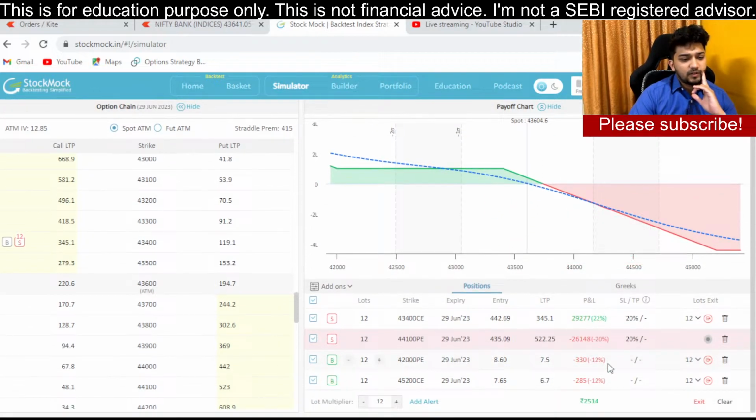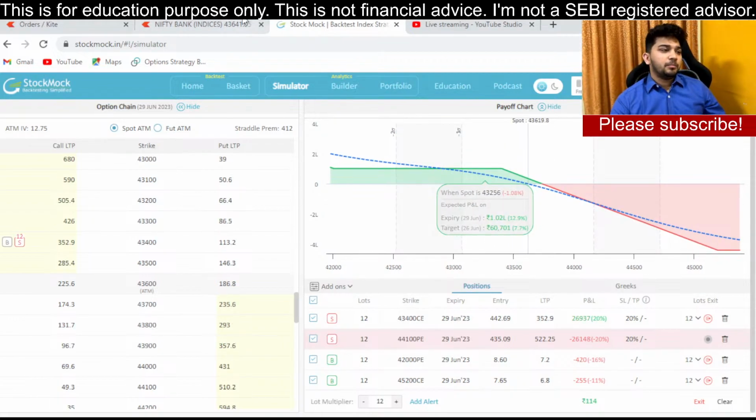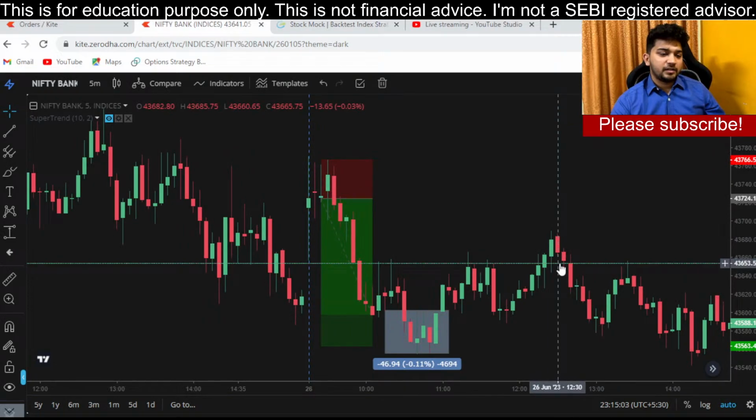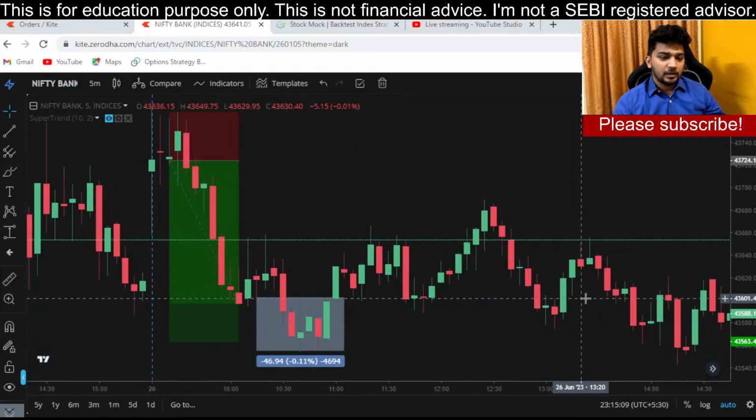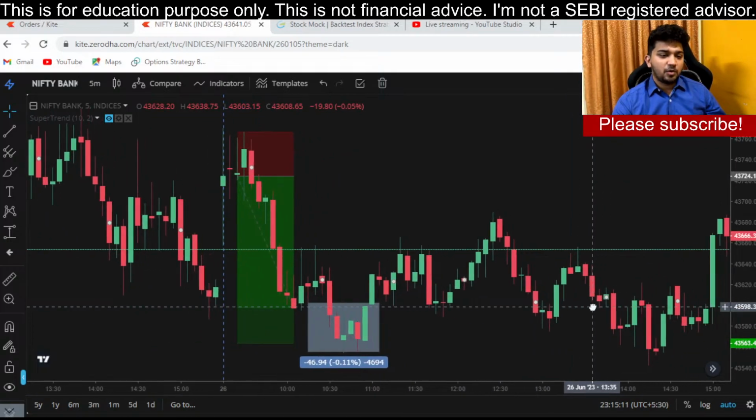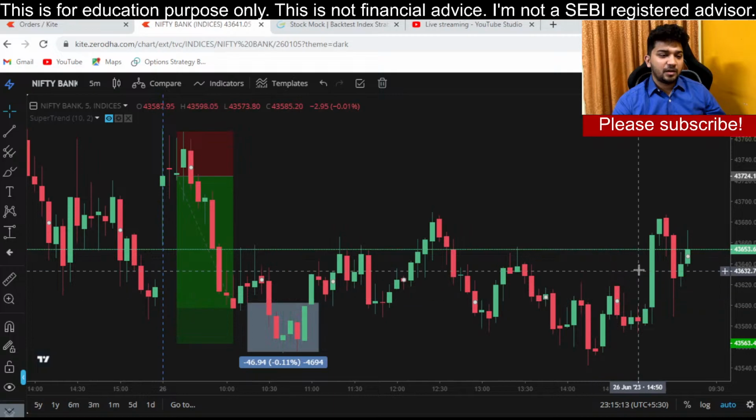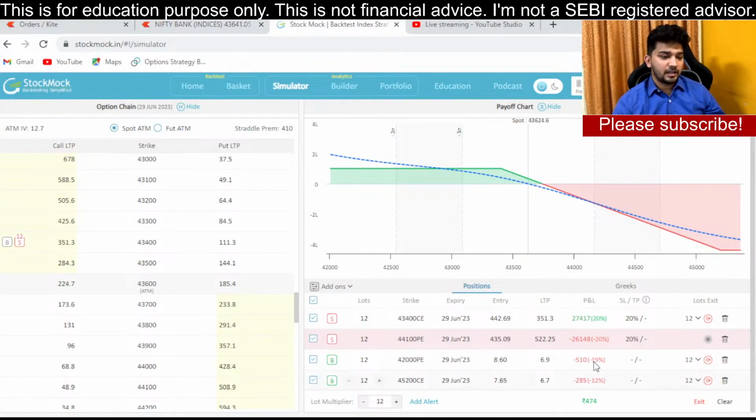So 43,600, it has gone to 43,683 also, right? But the good thing was here, time decay was helping us, and that's why I did not hit my stop loss on the call side as well. Okay. But as we kept going forward, this peak move is what took me out. You will see that here.